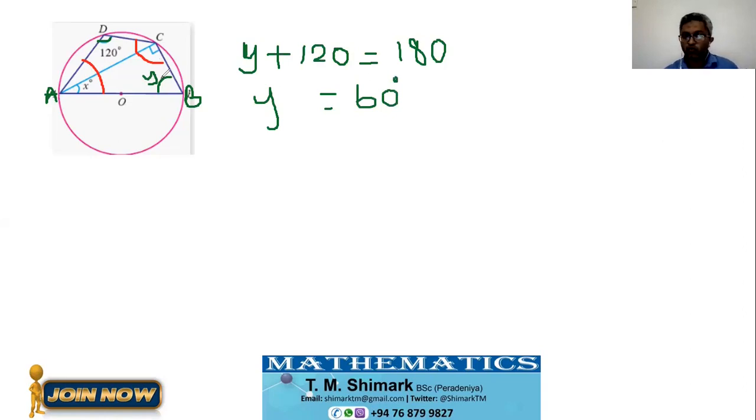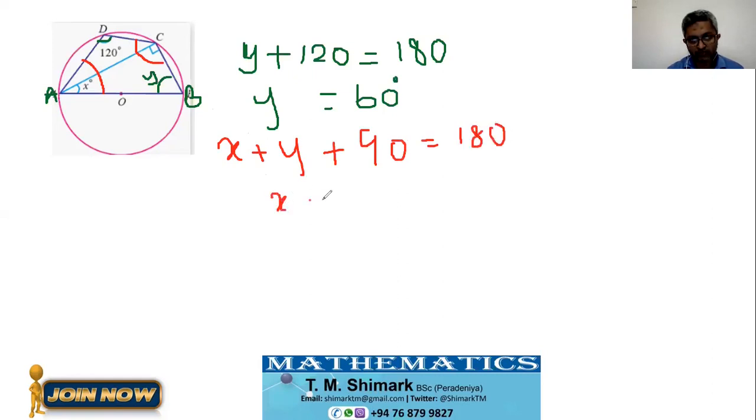If we find out y, now can we find out x? Now if you take this triangle ABC, x plus y plus 90 equals 180, right? So this is the way. So x plus y is 60 plus x, that means we got x equals to what? We can see 180 minus 150, so x is equal to 30, right?